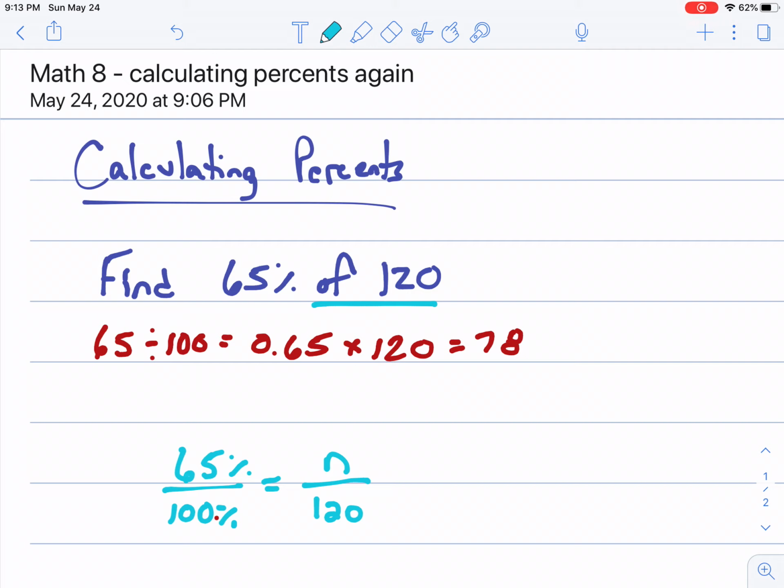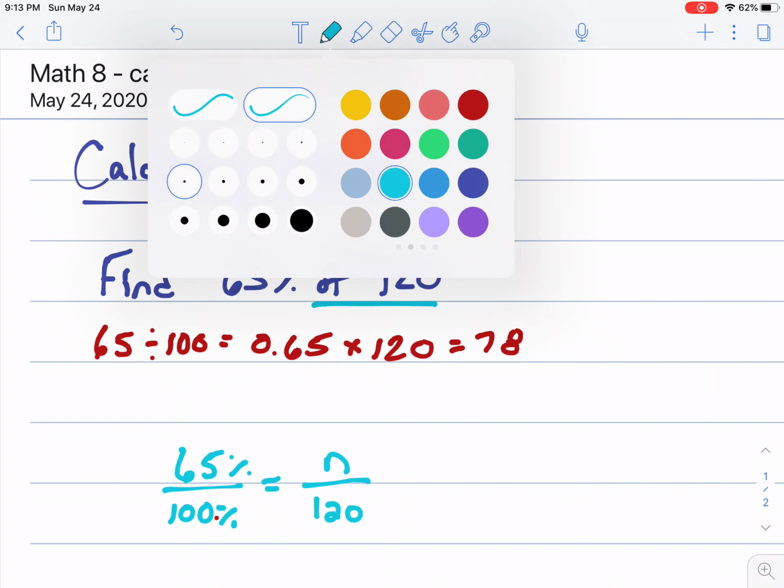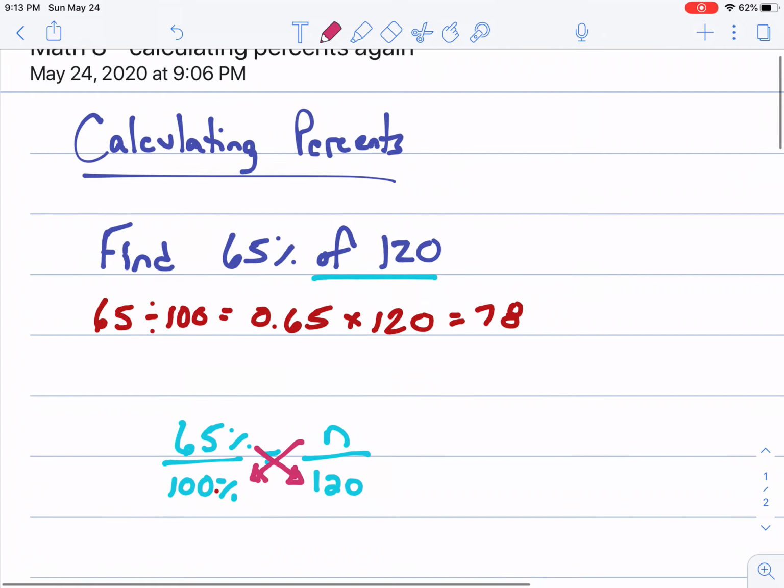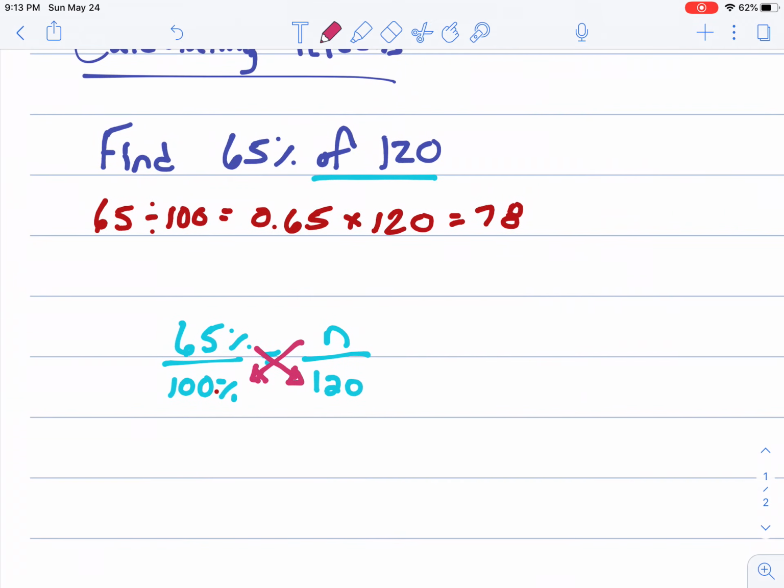To do this cross multiplying, essentially, I'm just going to quickly draw an arrow, and I'm going to take the 65 and multiply it by the 120. And I'm going to take my n and multiply it by 100. So that's for the cross multiplying, right? Top on one side, bottom on the other. So I end up getting a scenario where, and I'm going to keep the n on the left side, I get 100 times n, and on the other side I get 65 times 120.